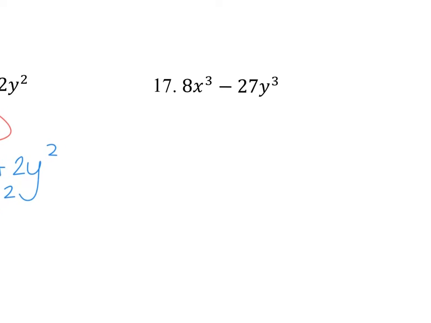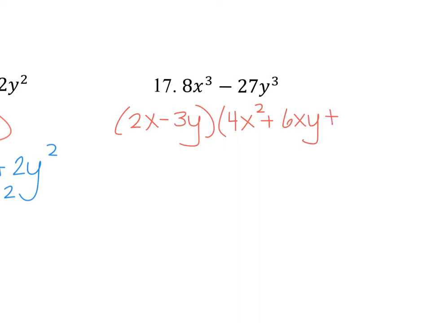All right, let's look at number 17. Number 17, it's another one where it SOPs. So I first have to take the cube root of each. So this will be 2x minus 3y. So now I'm going to SOPs it. So square the first term, 4x squared. O is the opposite, so it's going to be plus. P is the product, so 2x times 3y is 6xy. And the other P is positive. And square the S in SOPs, square the last term, 3y squared is 9y squared. And I'm done.